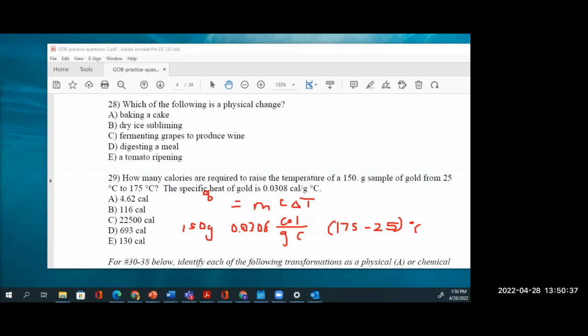If we look at those units, this is the point that I want to point out to you. Look at the units. Grams are going to cancel out. Celsius are going to cancel out. And then you're left with just calories. Okay, what did you guys get? 693. Okay. You guys see how that works?